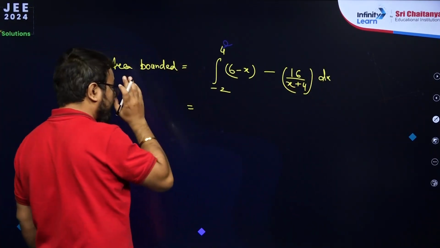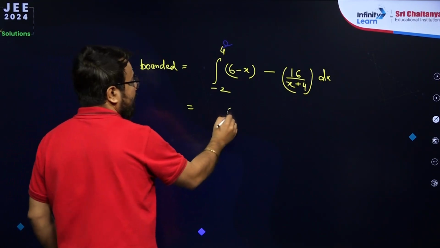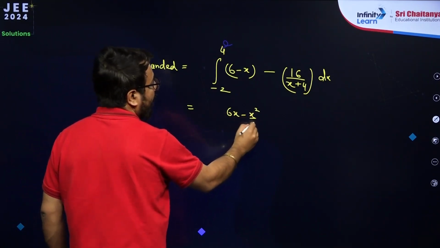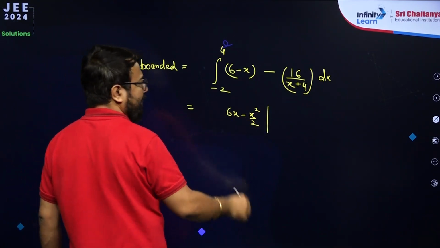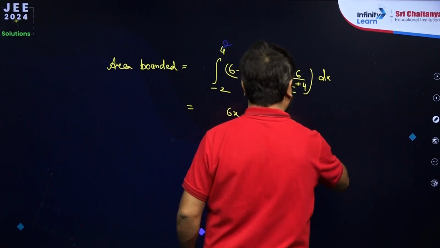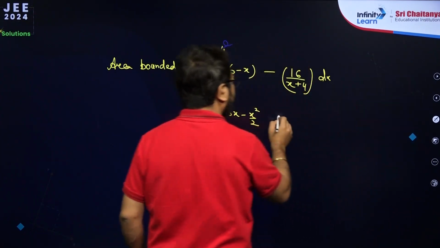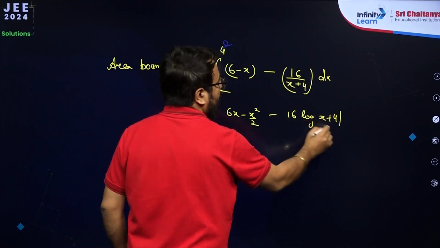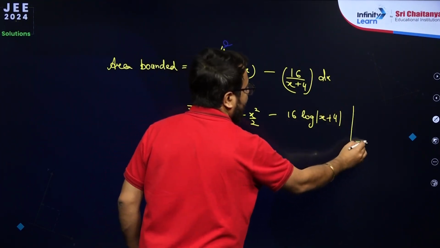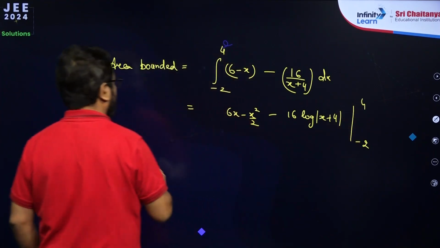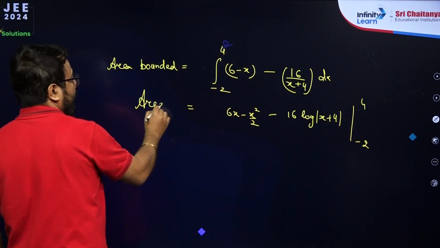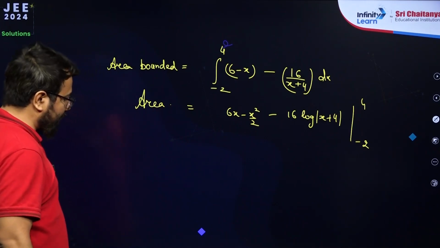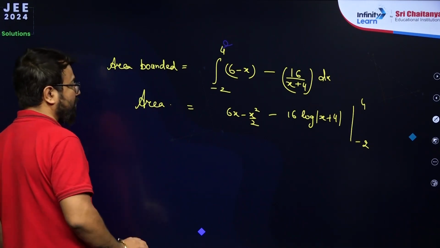Now it is very easy for us to integrate this function. It is 6x minus x square by 2, and here let us apply the limits all together to this expression. Minus 16 times log of x plus 4. Then apply the limits minus 2 to 4 to the entire function to get this required area. I hope you are able to understand how we can answer this question, my dear students.